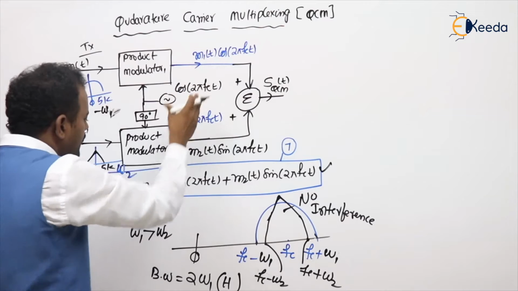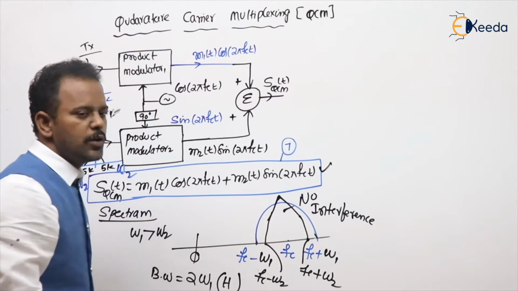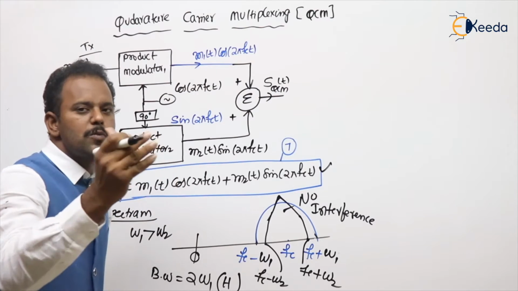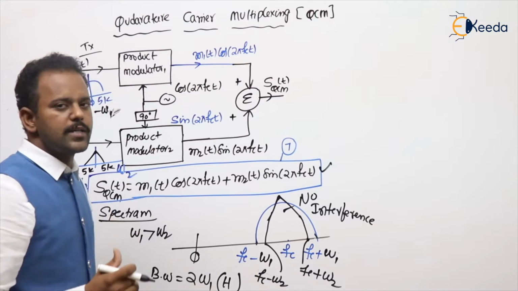If you don't have this technique, you have to send them separately: 2 omega 1 for this one and 2 omega 2 for this one, so at least 2 times omega 1 plus omega 2. But here only 2 omega 1 came. The 2 omega 2 we are saving.